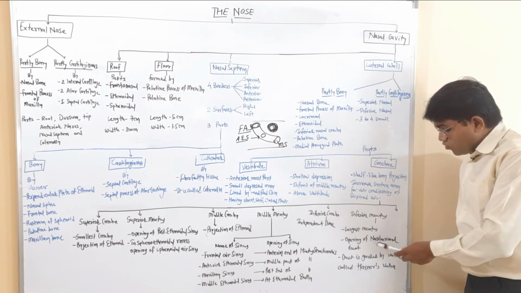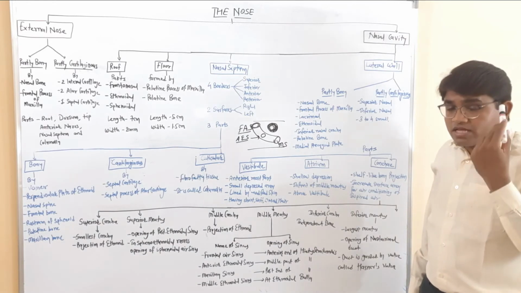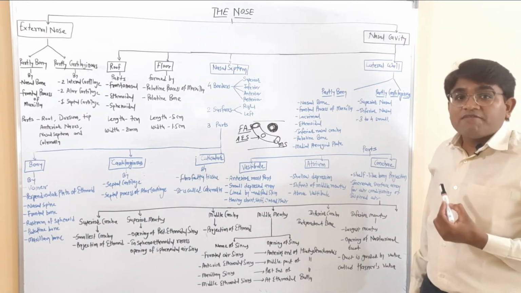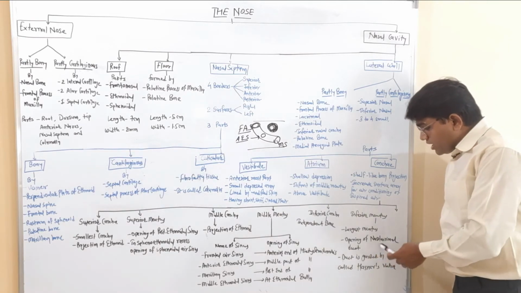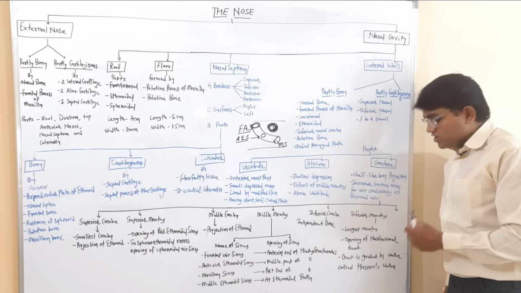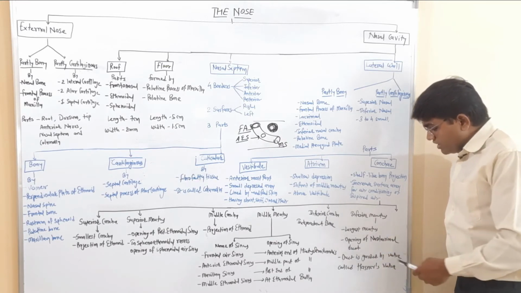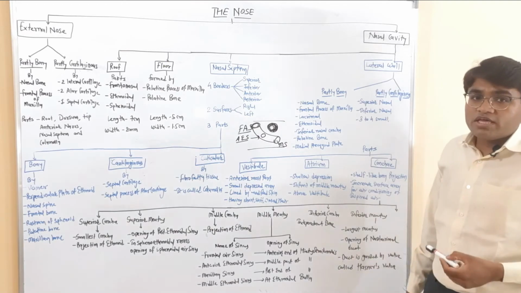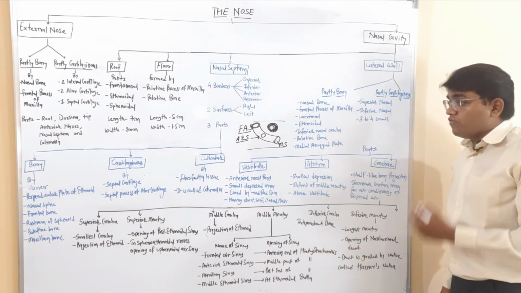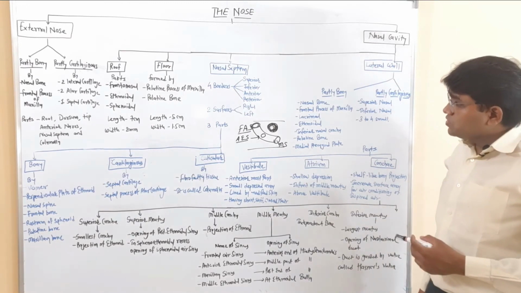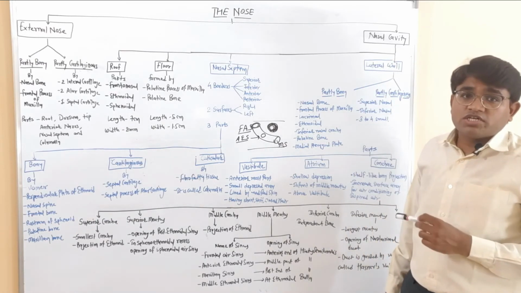Here there is an opening of the nasolacrimal duct, the duct which connects the lacrimal area to the nasal cavity. This nasolacrimal duct opens into the largest meatus, the inferior meatus. The duct is guarded by a valve, and this valve is known as Hasner's valve. I hope you understand all this structure.